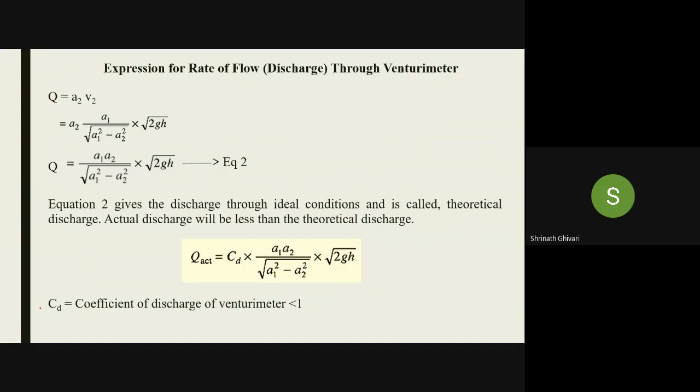Shall I repeat the derivation? Yes, sir. Okay.